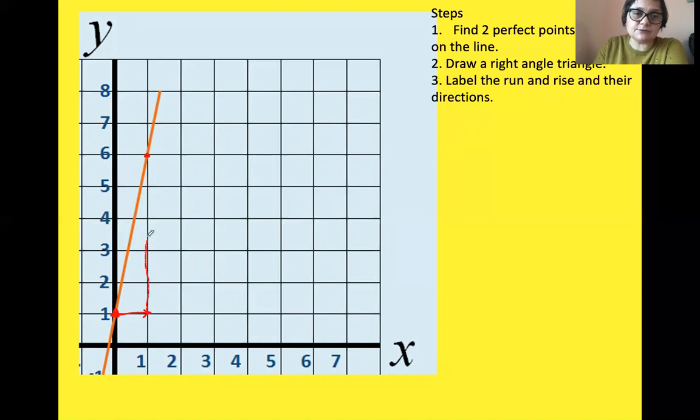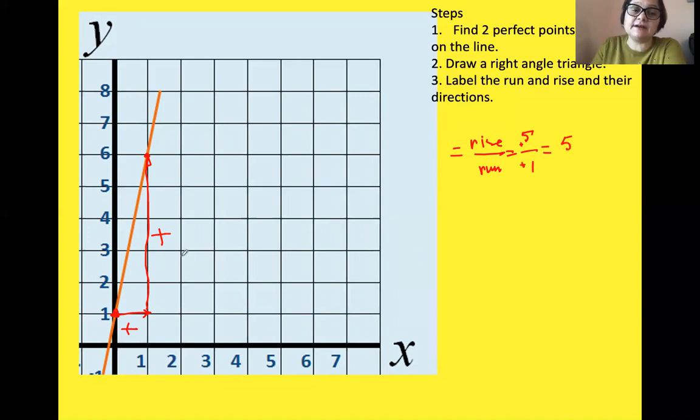You can use a ruler to make straighter lines, rise and run. This is the rise, it is positive, and this is the run, and the run again is positive. So gradient is going to be rise over run. Let's count the squares: 1, 2, 3, 4, 5, so 5 over 1. Both of them are positive, so the gradient of this line is positive.